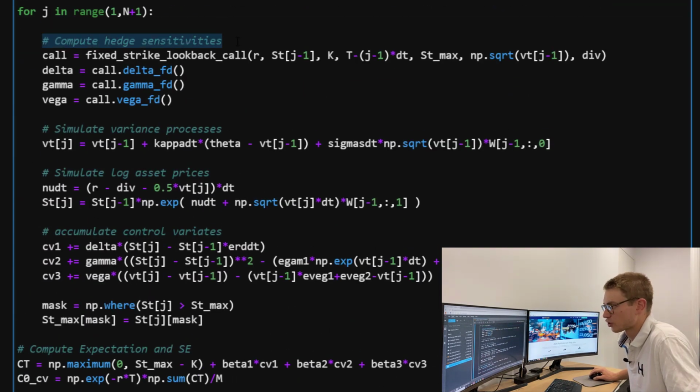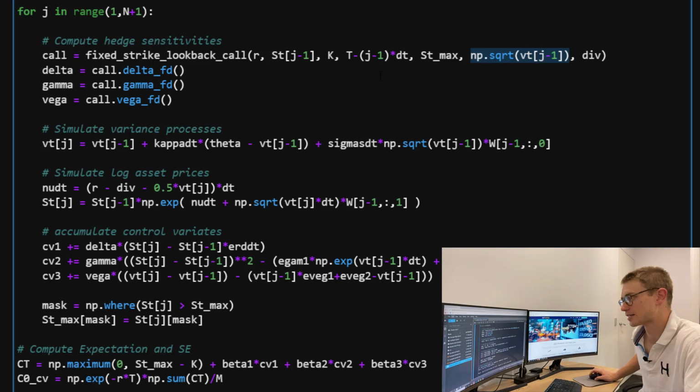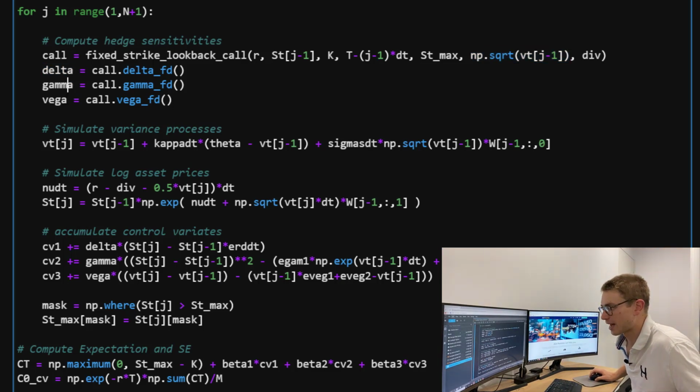So first thing we're going to do, for each time step, we're going to compute the hedge sensitivities. So here we've got our call price and we've got our fixed strike lookback call. And this is determined from our current stock prices at the current time, and then our volatility here, which is the square root of variance. We then calculate our delta, gamma, vega.